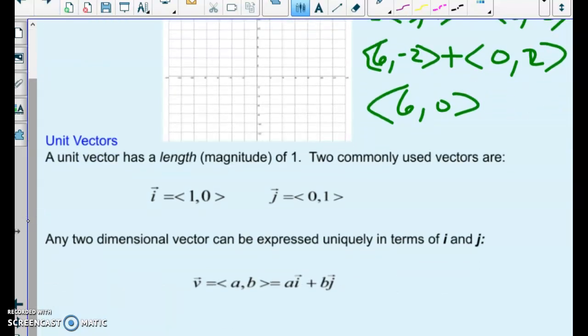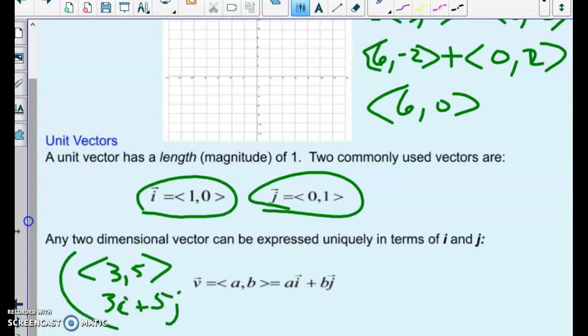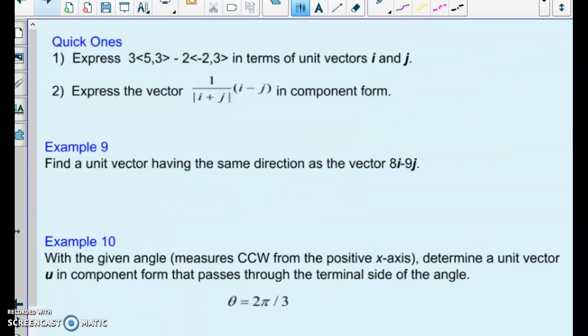A unit vector is of length or magnitude 1. Two commonly used vectors are the i vector, which is a movement in the x direction of 1 unit, and the j vector, which is the movement in y. And so you'll see vectors, instead of in component form with the fancy brackets, in the ij form, in which case if I had a vector of 3, 5, you would see 3i plus 5j. And these are just two different forms of writing the same thing.